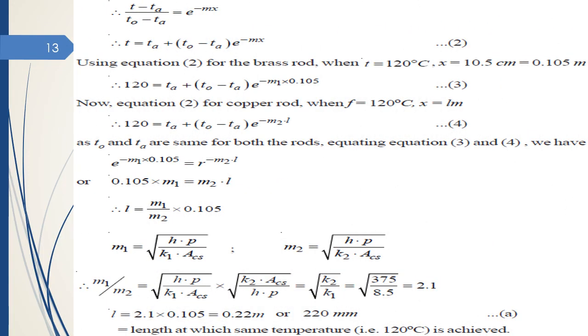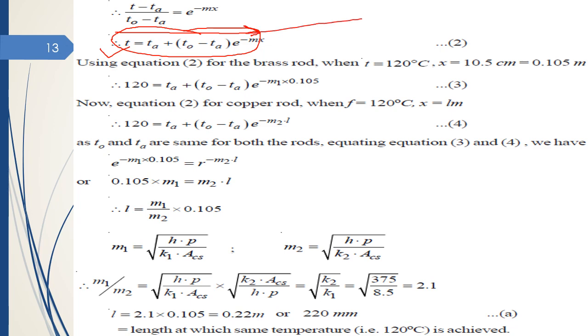This theory we already learned, but there may be a case in the exam where you have to derive the formula and then solve it. So you can see this is the formula which is derived: T equals Ta plus (T0 minus Ta) into e raised to minus mx. If you simplify it further, it gives T minus Ta divided by T0 minus Ta equals e raised to minus mx, what we had derived.